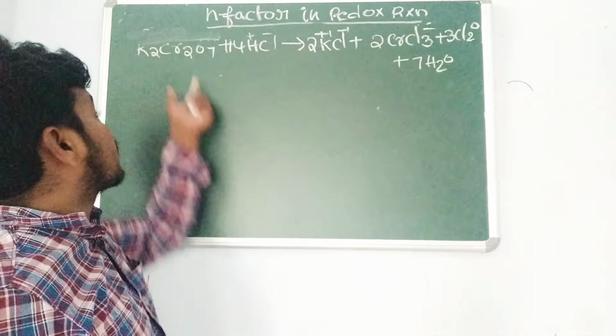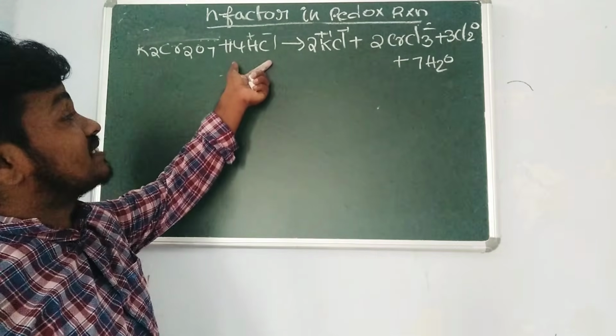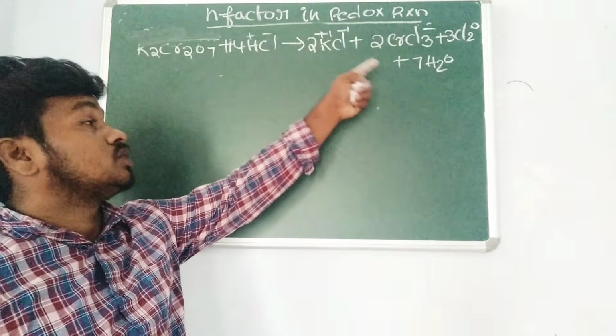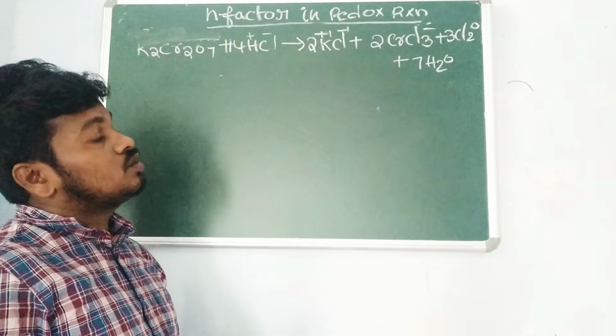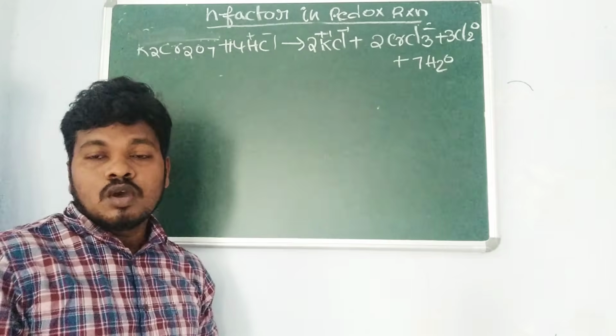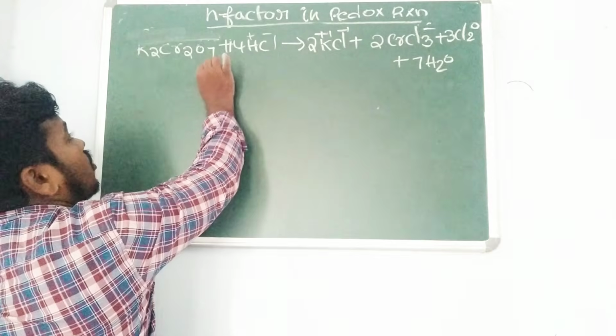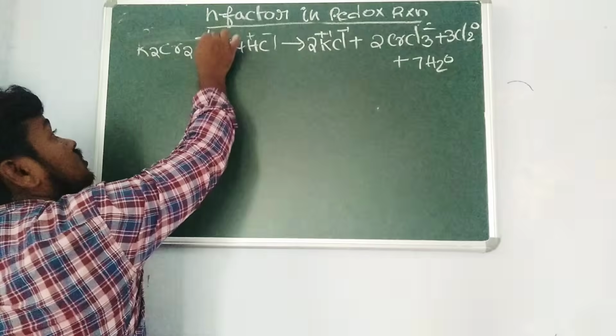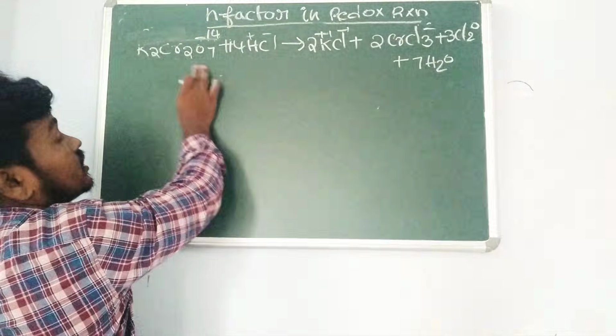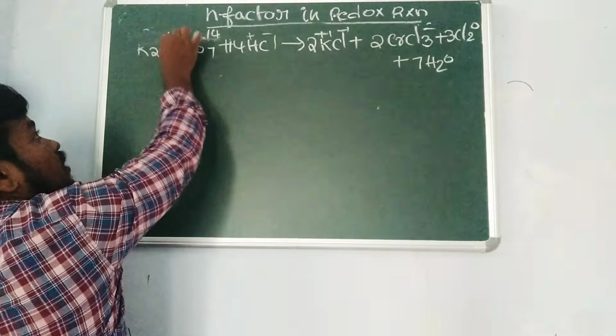The next example: K2Cr2O7 plus 14HCl gives 2KCl plus 2CrCl3 plus 3Cl2 plus 7H2O. We have to find out the N factor. 7 oxygens, the oxidation number is minus 14. 2 chromium, so the oxidation state is plus 12.